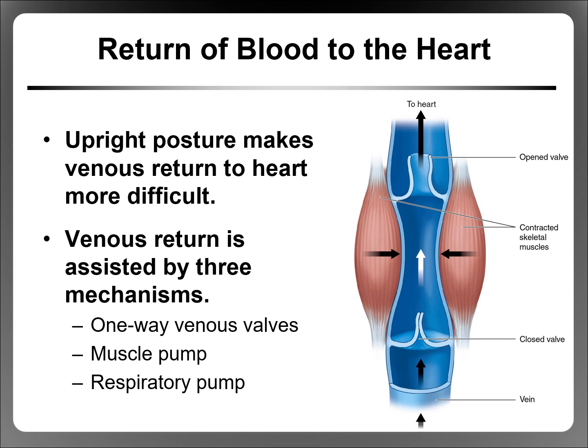So getting this blood back to the heart, we have an upright posture, which means blood tends to just hang out and pool in the veins. So it's more difficult to get blood back to the heart when we are standing. So we have 3 different mechanisms that are going to assist with venous return.